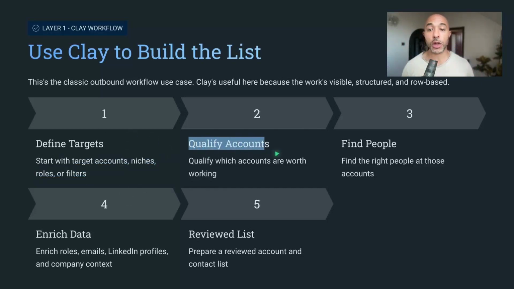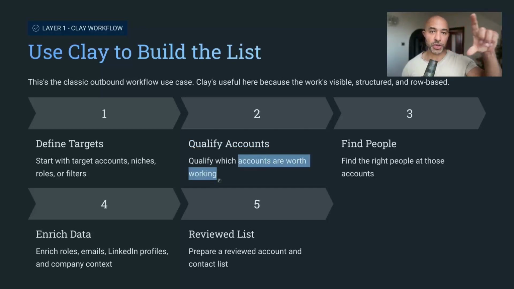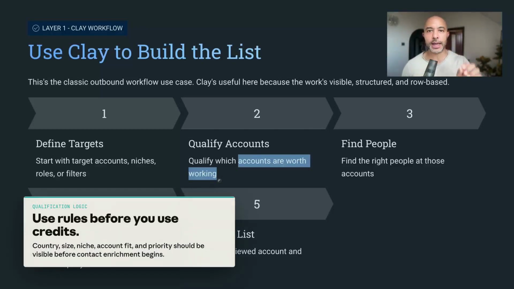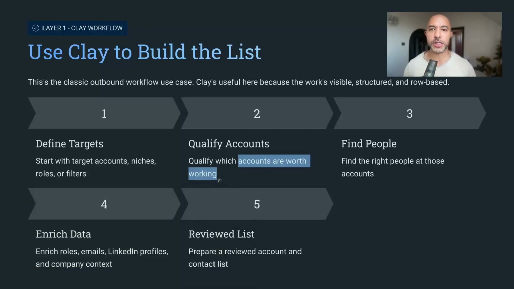That's great. We can qualify those accounts as well, and figure out which accounts are actually worth working with. What I like to do is set up little deterministic formula columns to say, are they US based? You can set up a column for that, and if it's yes, then it gets a check box. You can say, are they between 50 and 5,000 in terms of employee size? Yes.